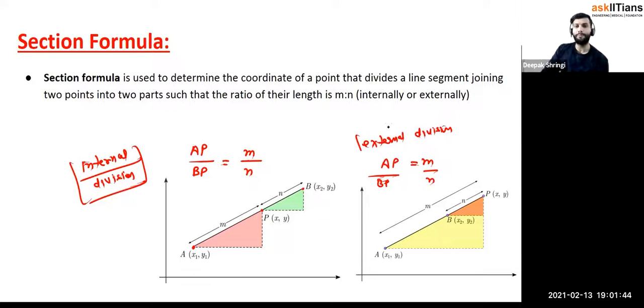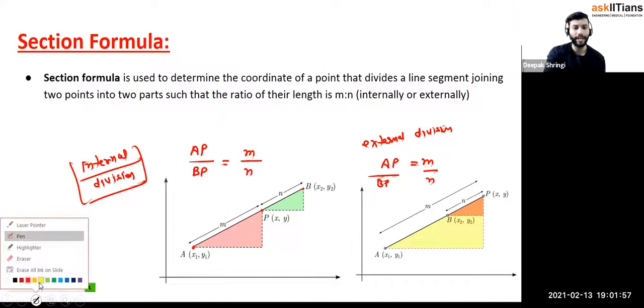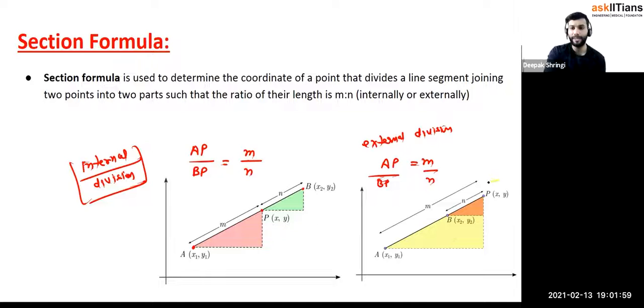Actually earlier the point P was lying in between A and B, right? Now in the second figure you can see that point P is not lying in between A and B. No, the point P is lying outside AB, and as the point P is lying outside AB, this thing is called external division. Externally, this point is lying externally, that's why this is called external division, right?